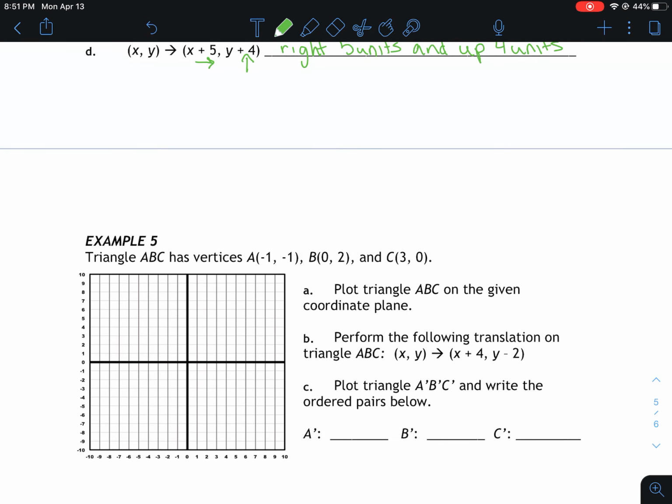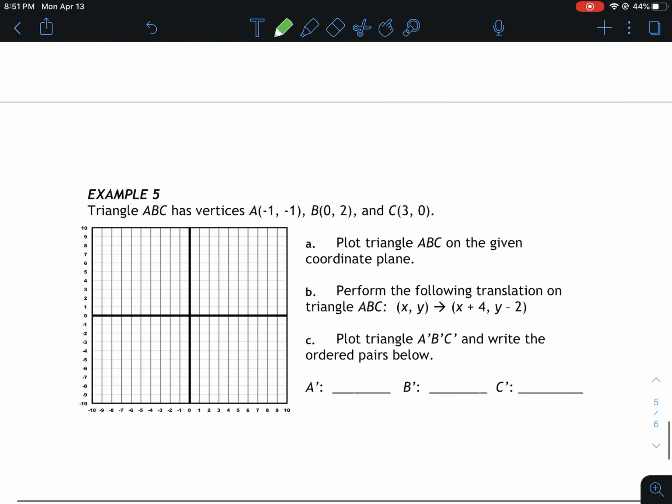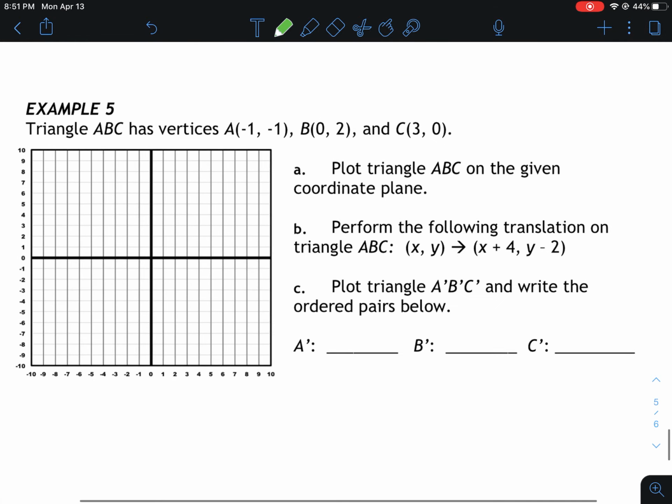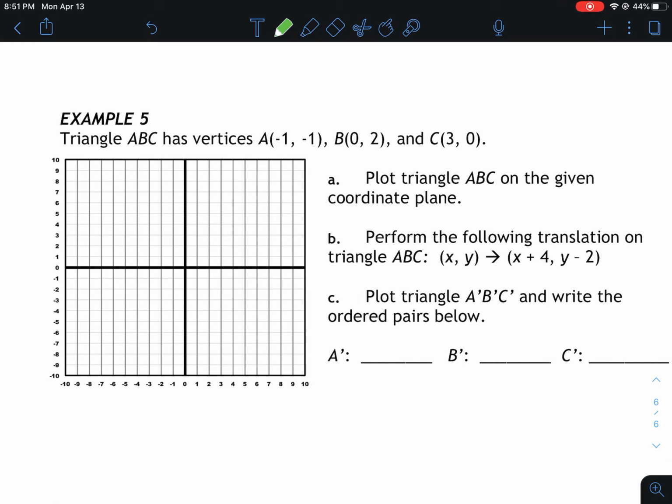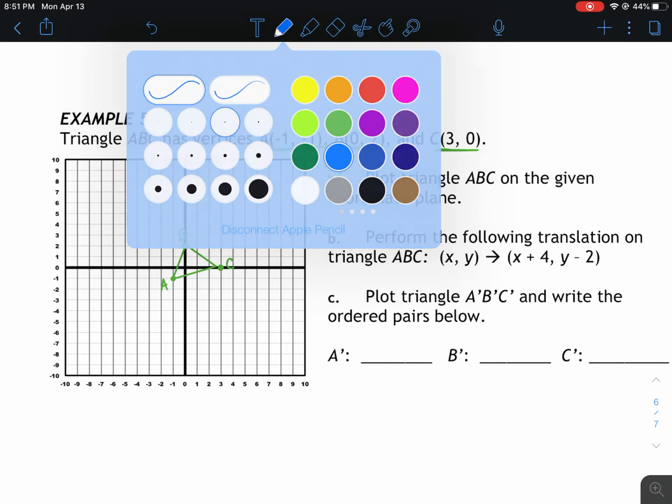Okay, so down here, we are going to complete example number 5. This is our last example on our notes. I'm going to plot triangle ABC given the coordinate plane. Okay, so -1, -1 means left 1, down 1. I have letter A. Letter B is at 0, 2, so straight up 2, letter B. And letter C is still at 3, 0, right here. Then I'm going to connect them with straight lines and make our triangle. Okay. So we have our triangle made.